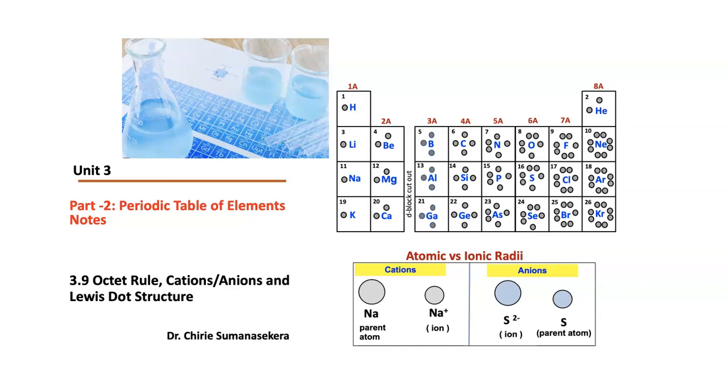3.9 Octet rule, cations, anions, and Lewis dot structure. First, we are going to start with an overview of what we learned in the previous lesson.